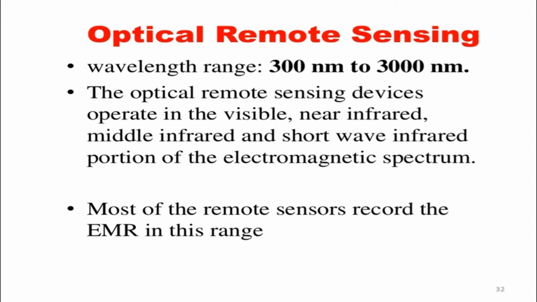The optical remote sensing device operates in the visible, near infrared, or middle infrared, in the short wave infrared portion of the electromagnetic spectrum. That wavelength can also be seen by our eyes, so this type of remote sensing is called optical remote sensing. Photography by our cameras is an optical remote sensing type.